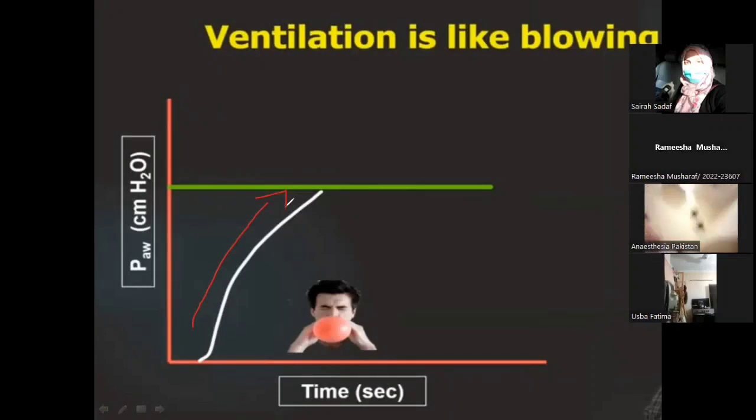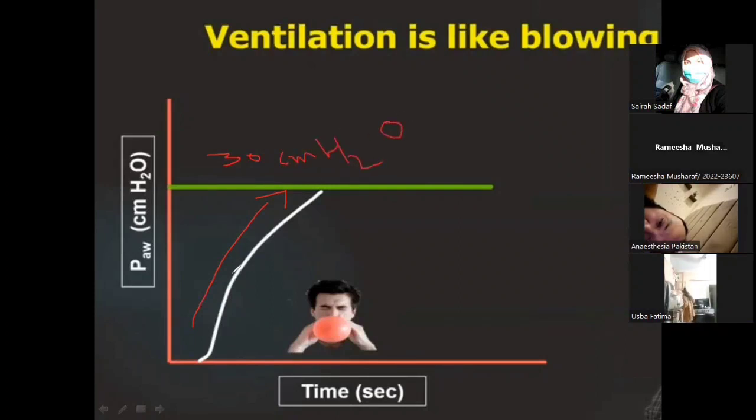As you set the tidal volume on the ventilator, let's say it's 500 or let's say it's 400, the ventilator has to deliver this preset tidal volume to the patient's lung. It has to blow that air into the patient's lung. So what will happen? As it starts blowing the preset tidal volume into the lung, the pressure will start rising, and it will rise to, let's say, 30 centimeters of water.